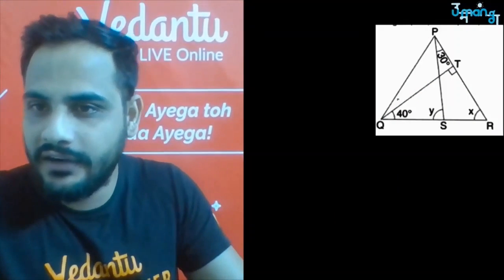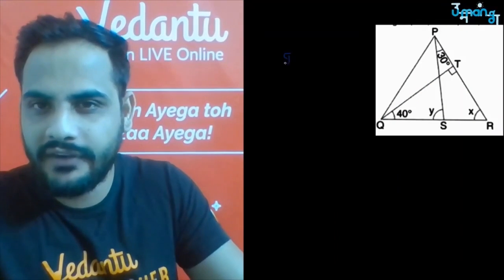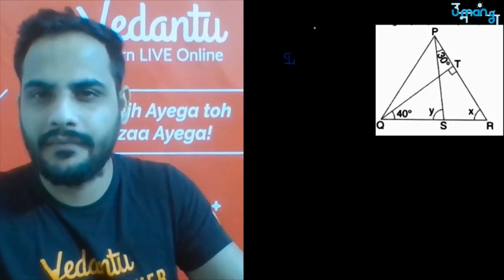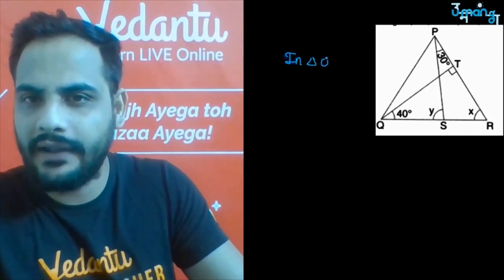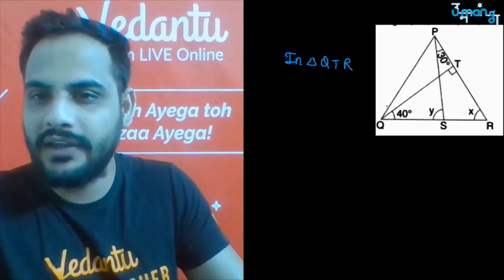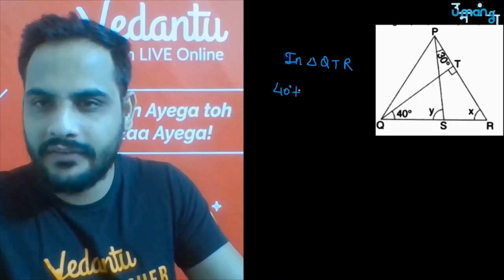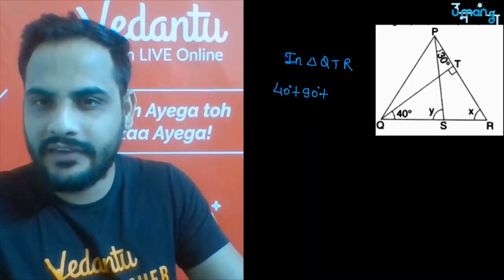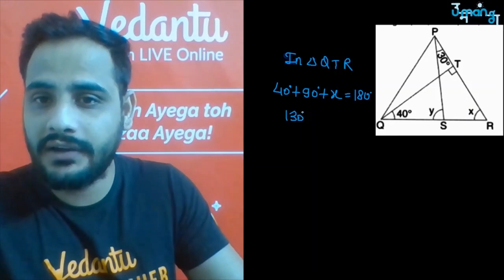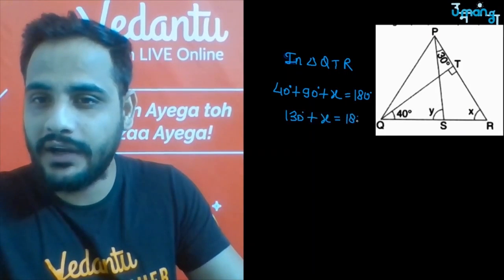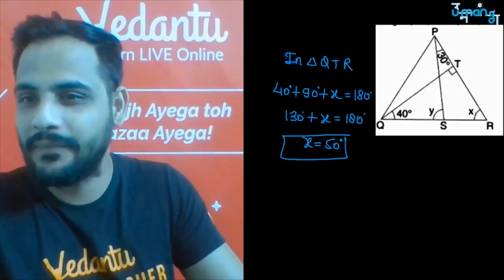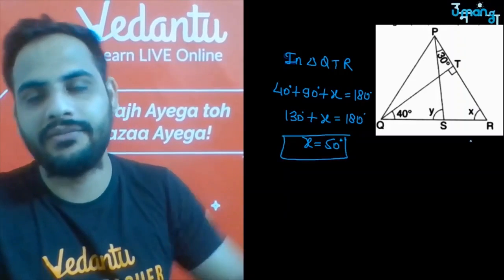So in triangle QTR, what will I say? In triangle QTR, by angle sum property, 40 degree plus angle T, which was 90 degree, plus x is equal to 180 degree, right? So 90 plus 40 is 130, plus x is equal to 180. So x is equal to 50 degree. So this value of x you have now got as 50 degree.